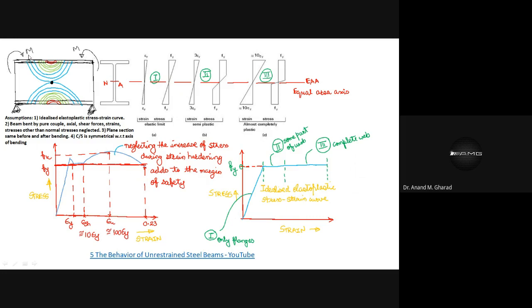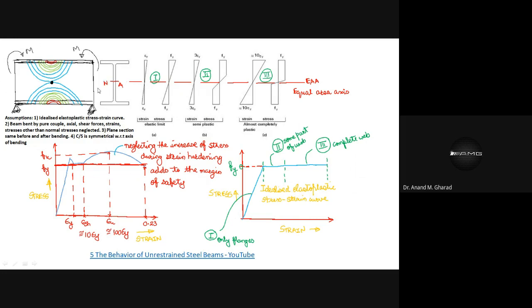Okay, and the magnitude, initial magnitude is, let's say, capital M. Third assumption is plane section remains same before and after bending. And fourth is cross section is symmetrical with respect to axis of bending. All these are the assumptions.